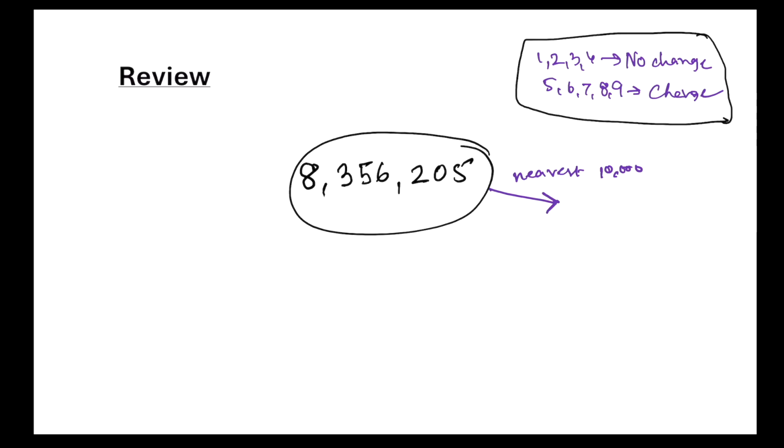First figure out what is the 10,000 digit. Ones, tens, hundreds, 1,000, 10,000. So the 10,000 digit is 5. Look at the previous number, 6. 6 means change. So this 5 will become 6. The number will be 8,360,000.